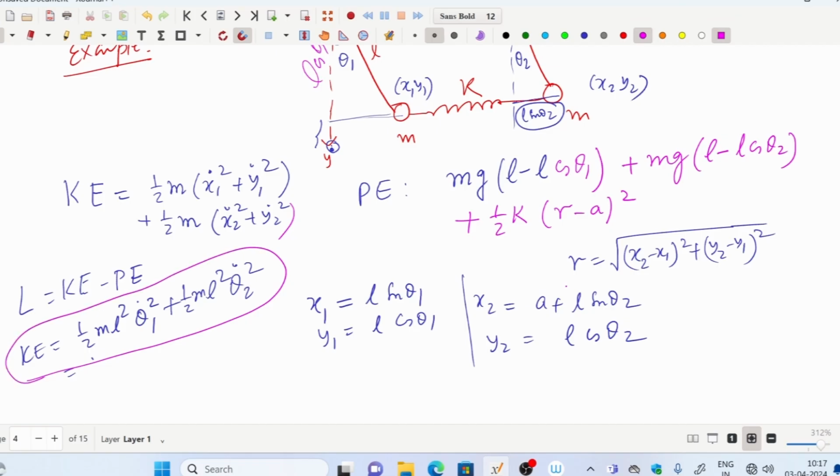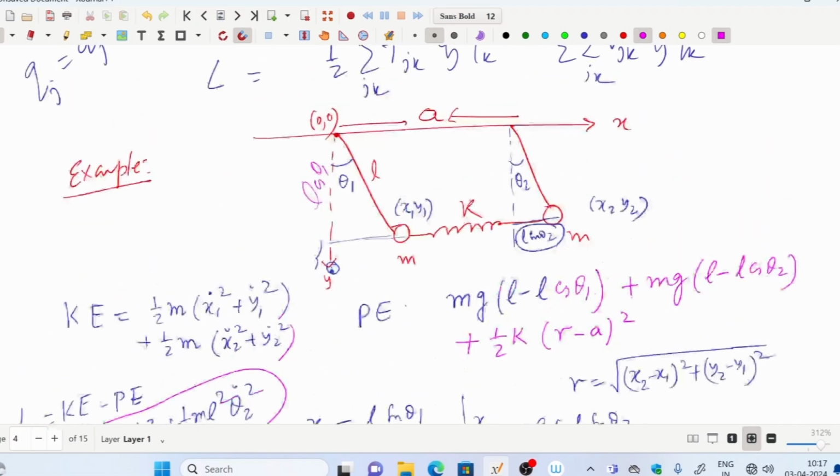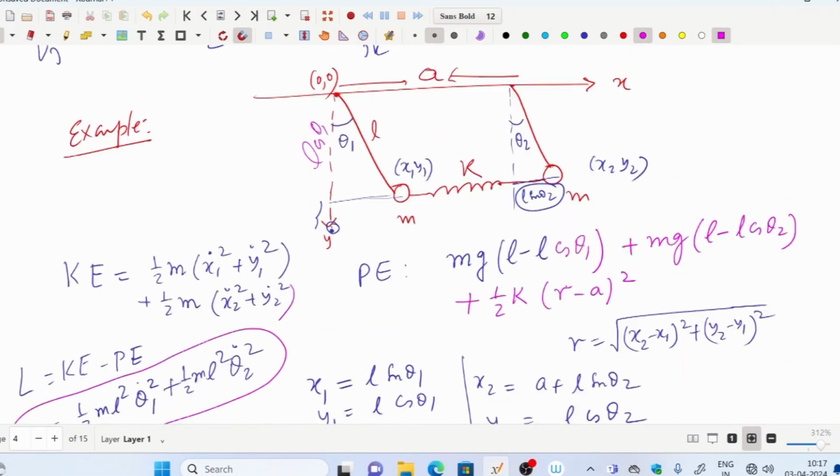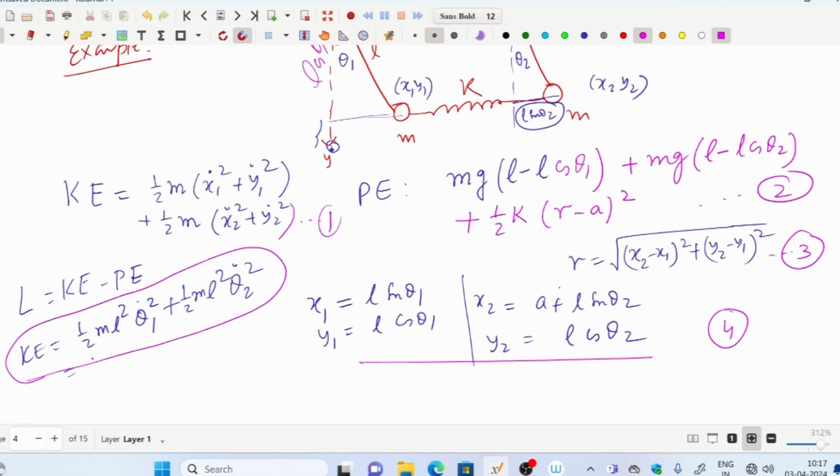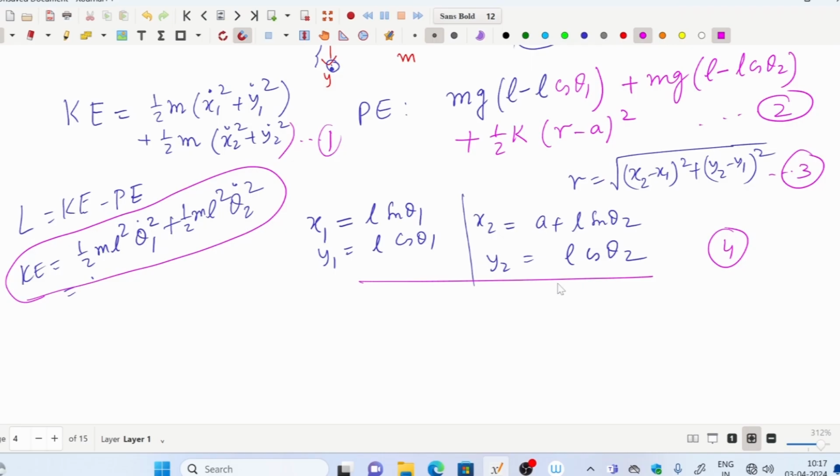Just let us put a few equation numbers, because this will help. So, this may be equation 1, potential energy may be equation 2, the r expression equation 3, and these relations are equation 4.